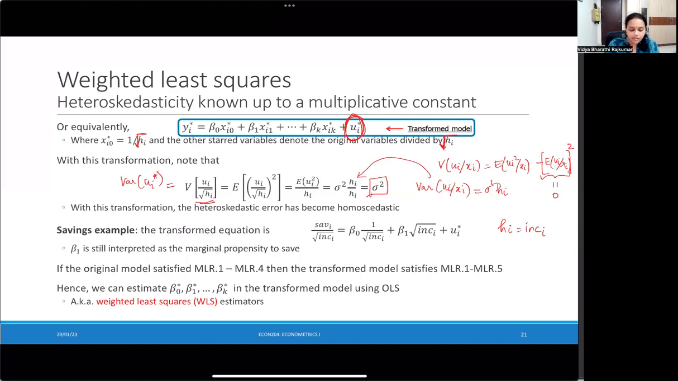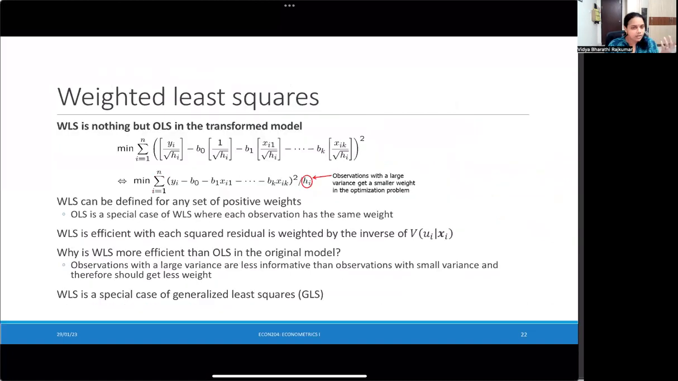So if I'm trying to minimize the sum of u_i star squared, I'm just trying to minimize the sum of squared errors in this transformed model where there is a weight attached, or I'm multiplying every single variable by some factor. This factor is what I call the weight. So the weight here is you're dividing throughout by the square root of h_i, right? So when you actually work out the math, you're trying to minimize the sum of squared deviations where you have this h_i term going up in the denominator.